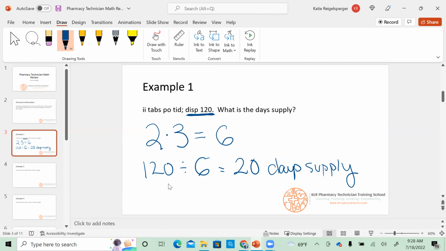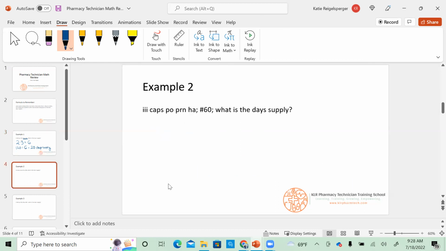Let's try another one. Here, this SIG says, take 3 capsules by mouth as needed for headache. Number 60, and let's talk about that number, or hashtag 60.